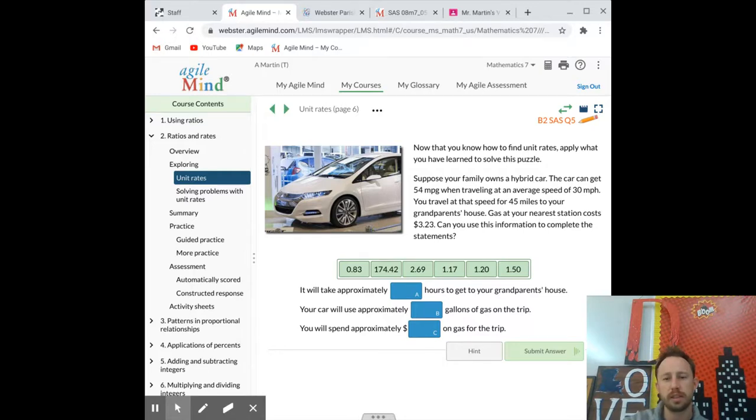It says, how many hours will it take to get to your grandparents' house? So how many miles per hour do we travel? 30. 30 miles per hour. All right. And how many miles is it to grandma's? 45. All right. So what do y'all think we need to do?